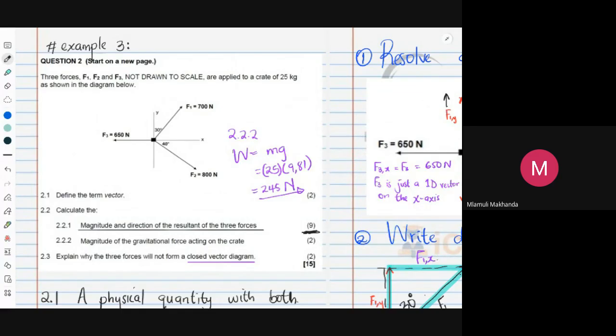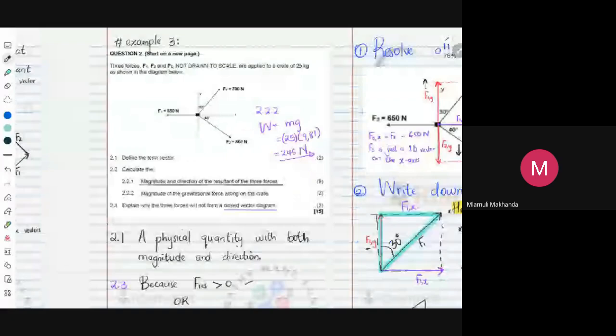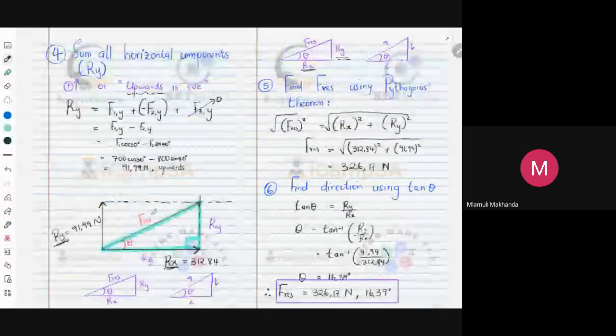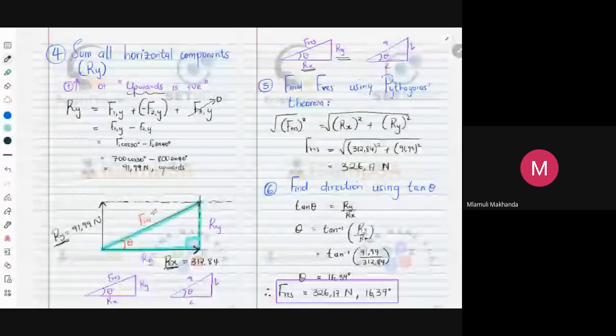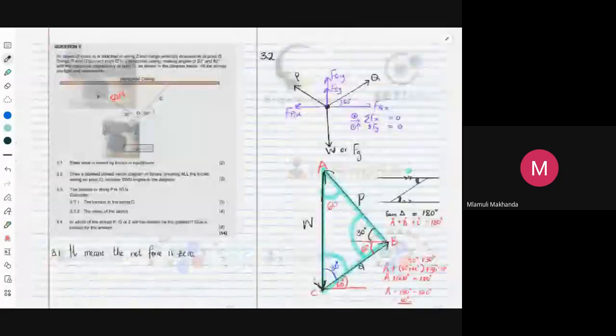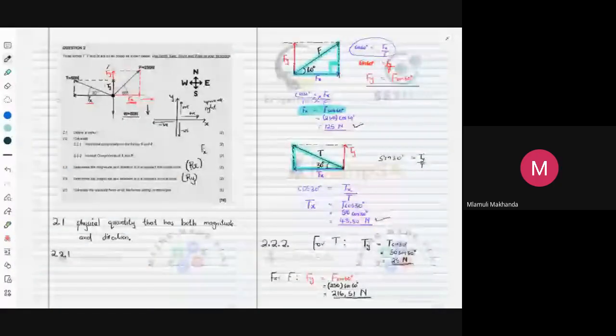But in this question, they didn't break it down for us. They were not so kind. When they break it down for you, you have a much better fighting chance if you don't know the concept very well. When they don't break it down for you, it's either you know or you don't know. So all these steps I taught you: you resolve, you write down the components, you sum the vertical, you sum the horizontal, step 4. Then you find the resultant using Pythagoras, then you find the direction. That's everything we just did again. So when I say vectors don't really get complicated, it just depends on who's setting them.